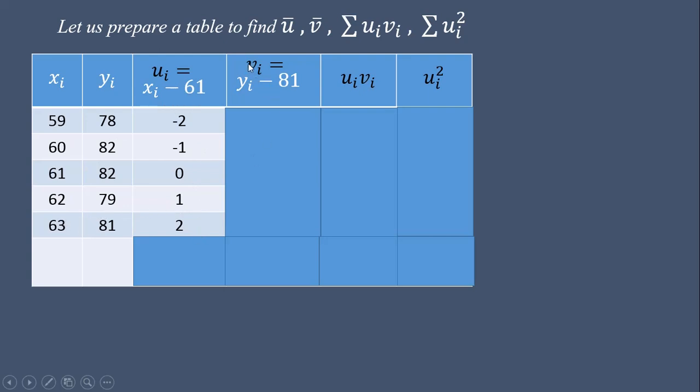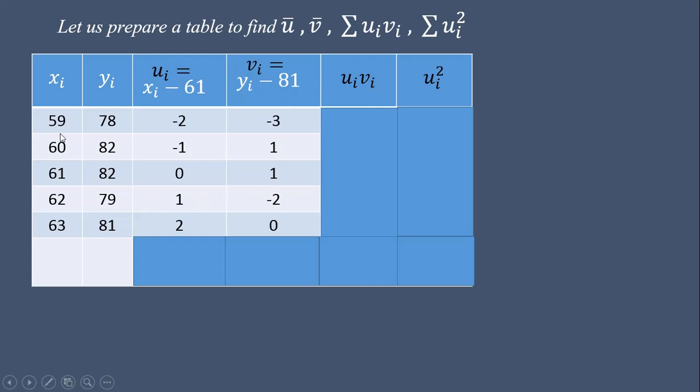Now this variable vi is equal to yi minus 81. So these are the values of yi and we subtract 81 from each of them. 78 minus 81, we write here. 82 minus 81, we write here and so on. So we get 78 minus 81 equal to minus 3, 82 minus 81 we get 1, 82 minus 81 we get 1, 79 minus 81 we get minus 2, 81 minus 81 we get 0.